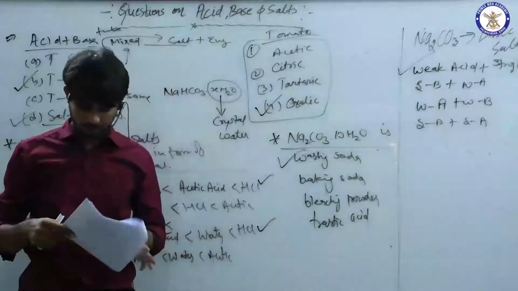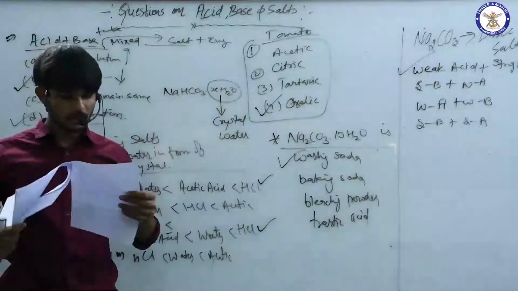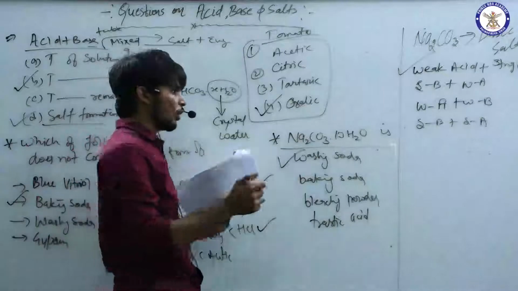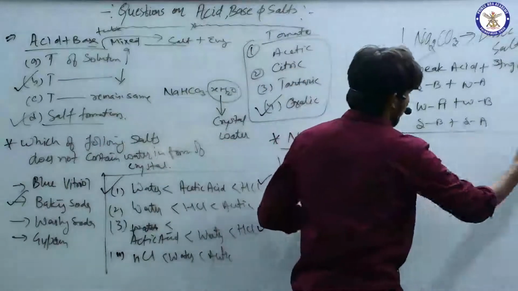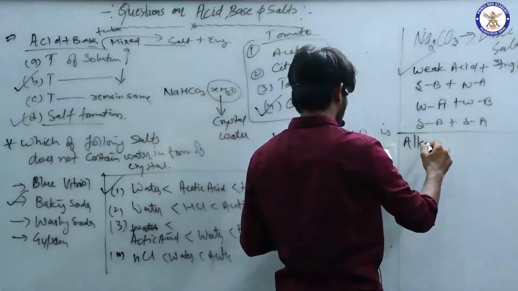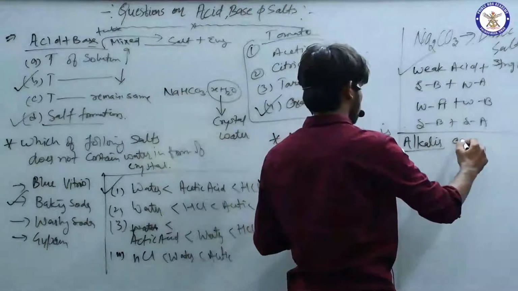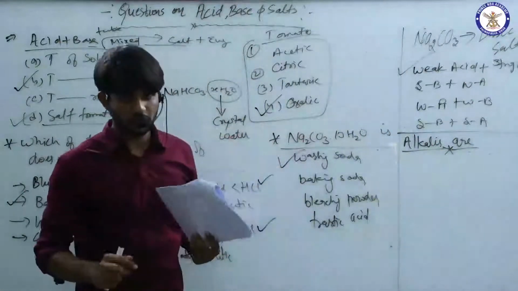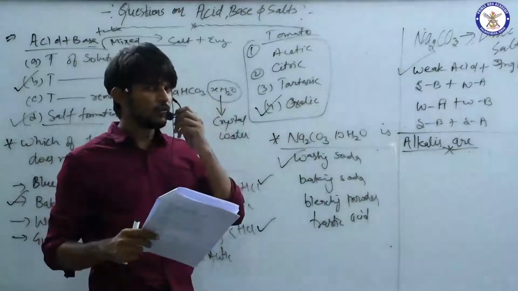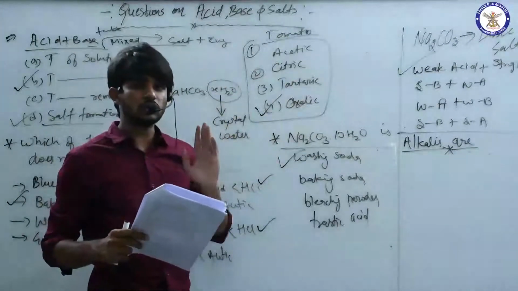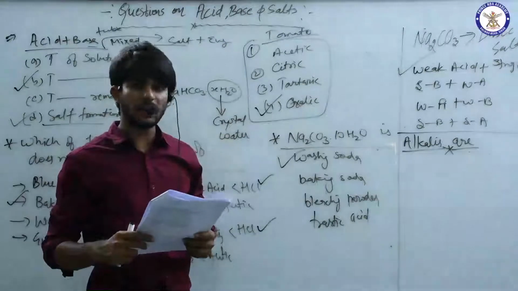Fine. Next one, alkalis are. Very important question. I have not touched it in the classes, so I am telling you over here. Alkalis are, if you see the periodic table in chemistry, you would find that alkali metals are those that are found in the s block, and these are highly basic.